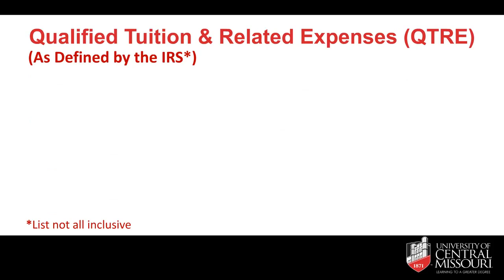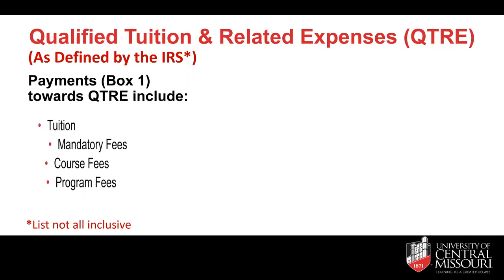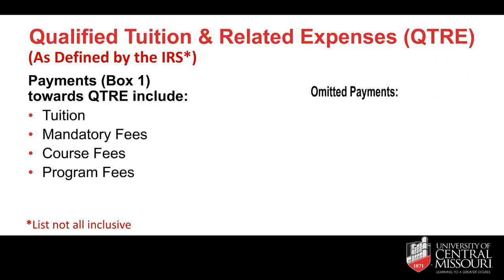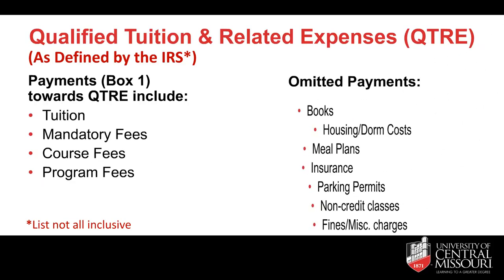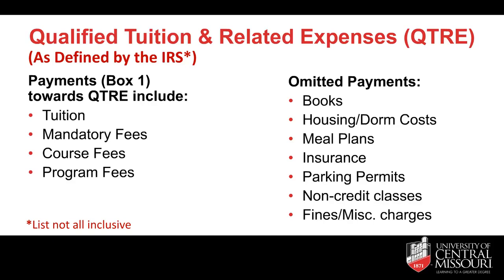Generally speaking, QTRE charges are limited to tuition, and related fees such as mandatory, course, and program. Visit irs.gov to view the 1098T guidance for preparers if you seek an in-depth QTRE explanation. Please pause to familiarize yourself with the items that are included or omitted from the totals on your 1098T. This is important for step 2 of the three-step process to verify the amounts reported.